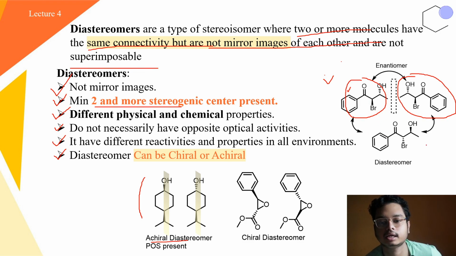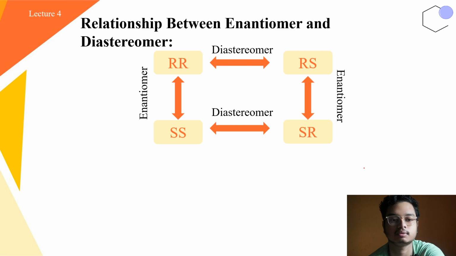However, this one has no mirror image relationship but contains the same bonding connectivity, so this will be a diastereomer of this. These two are diastereomers of each other, and these two are diastereomers of each other, but these two molecules are enantiomers of each other. So this figure is very, very important and you should note it. Now, what is the relationship of enantiomers and diastereomers? Just remember this for the time being.